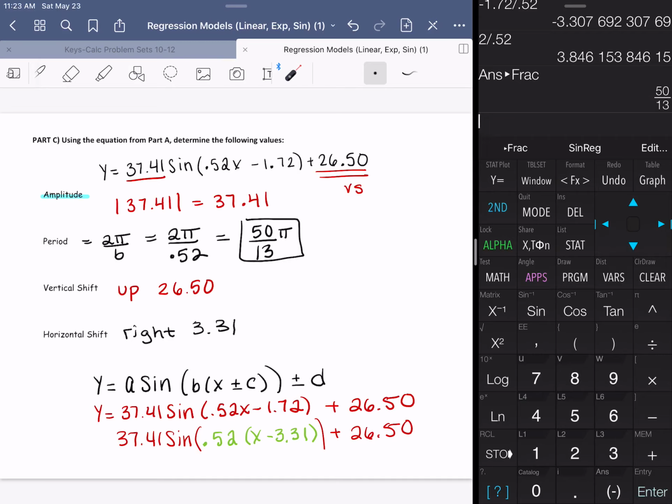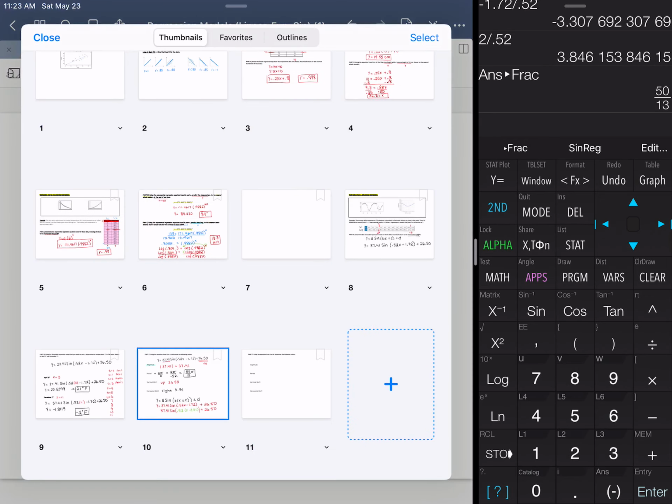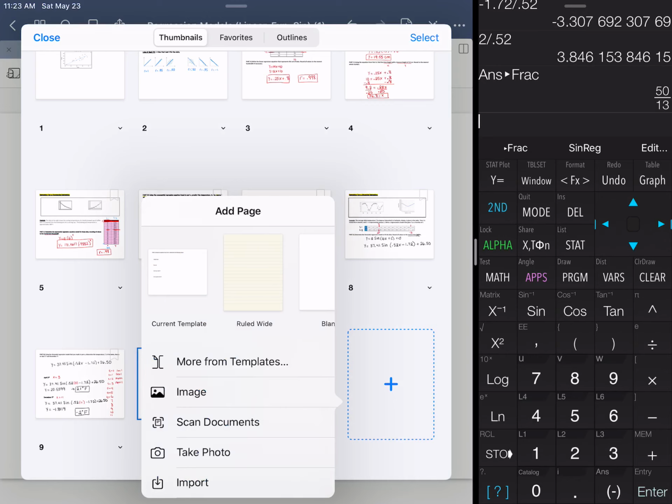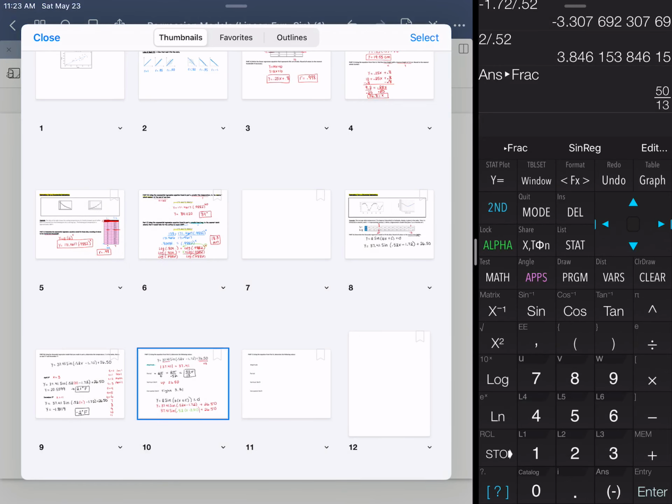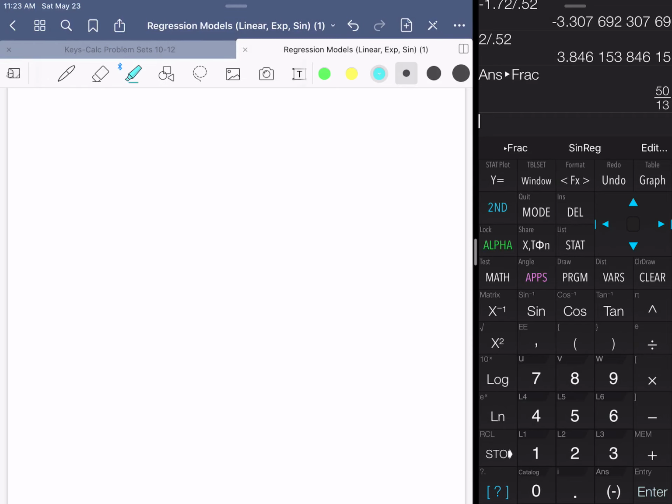So maybe we should do another example of just finding the period and the horizontal shift. So I'm going to see if I can add a page. There we go. Let's add a blank page. Okay, so I'm going to do another example. So let's write this one down.